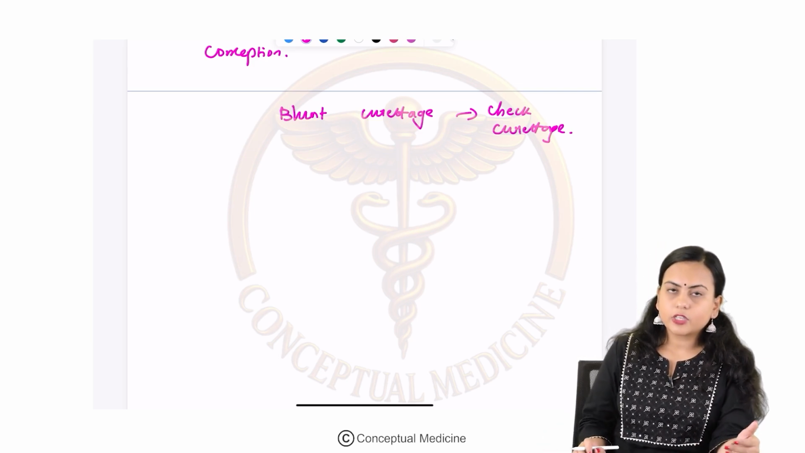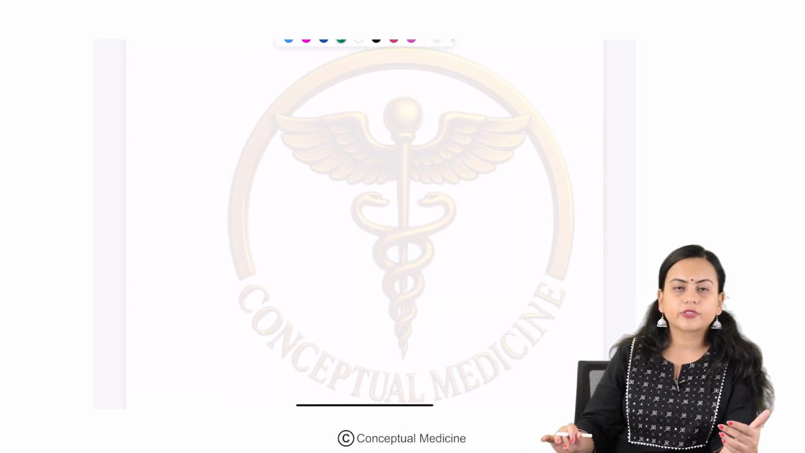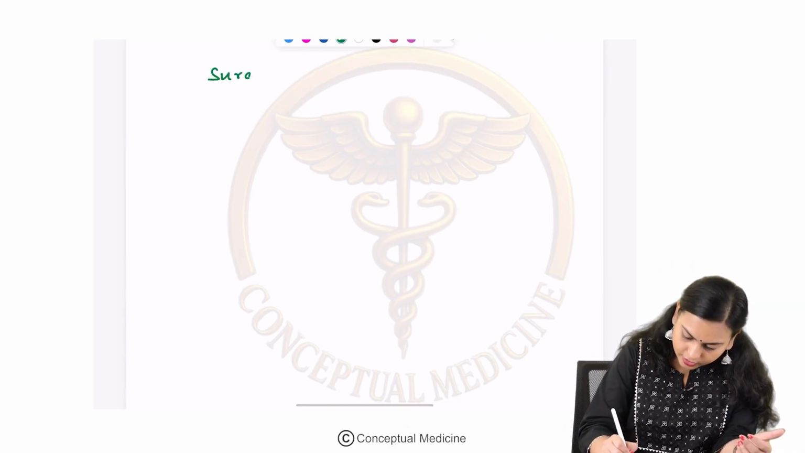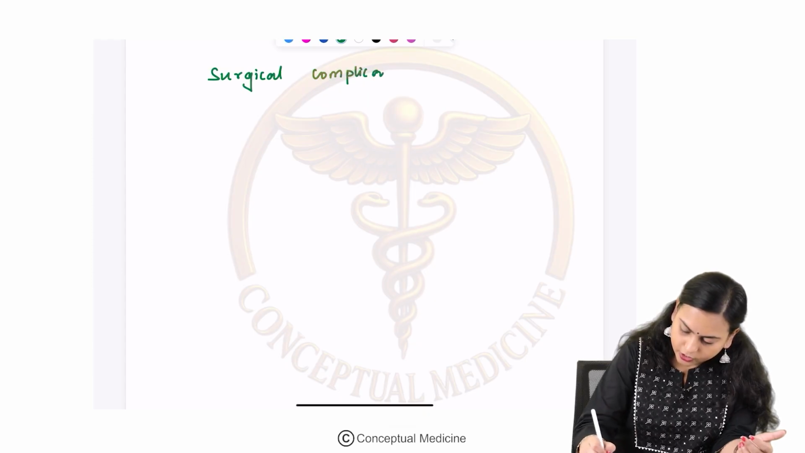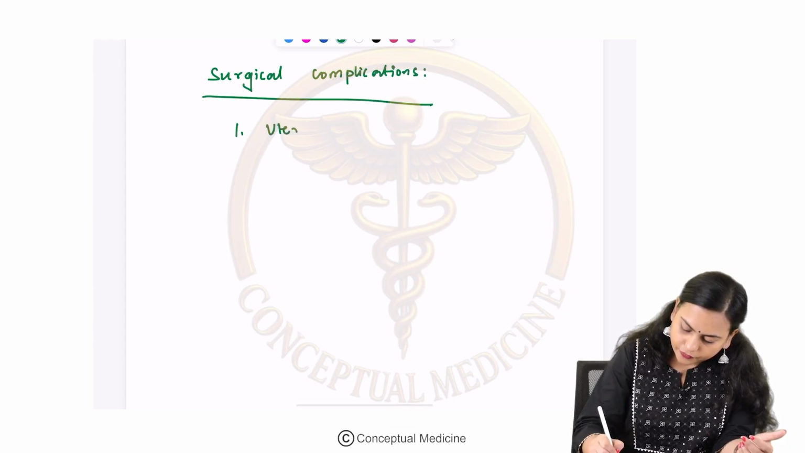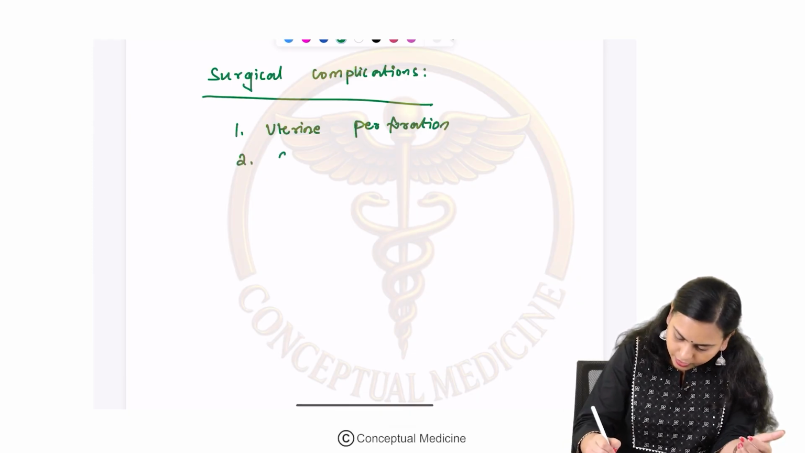And with surgical procedures, there are so many disadvantages. As we have already discussed, there can be chances of perforation. There are some other surgical complications also. We'll discuss that here. So, surgical complications. Already we have seen uterine perforation. Then there can be genital tract laceration.